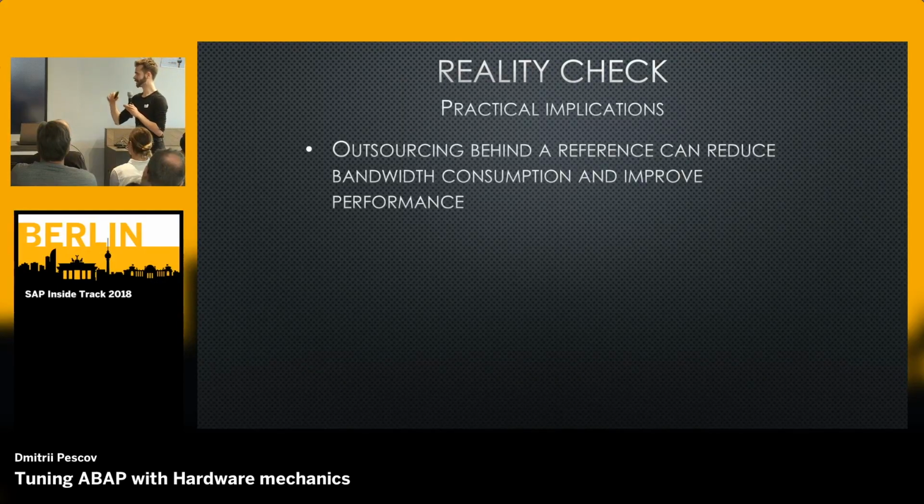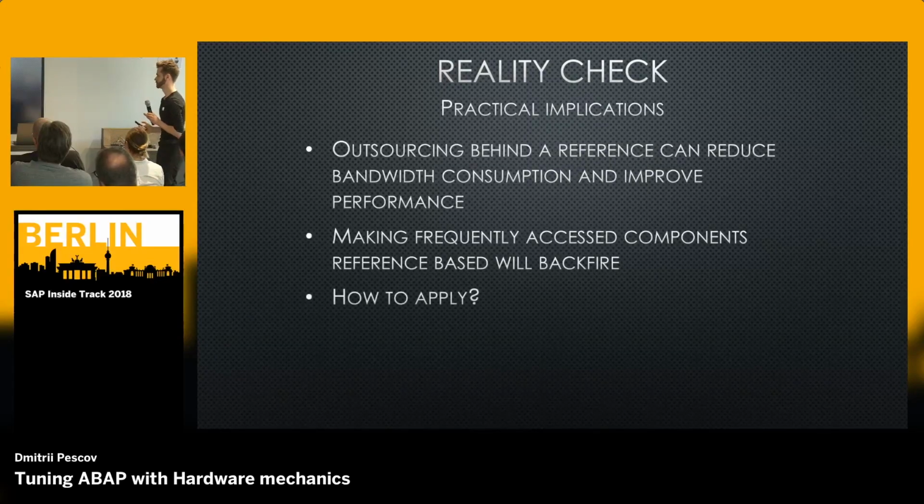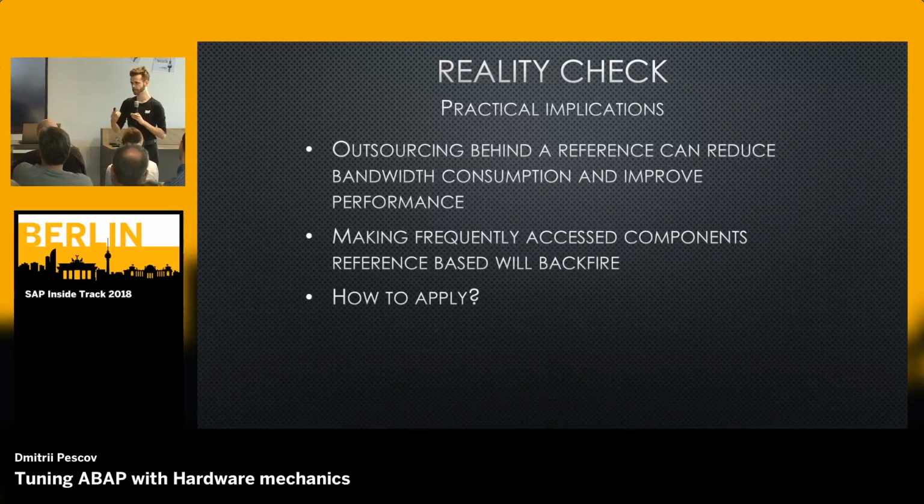Outsourcing behind the reference can reduce bandwidth consumption and improve performance, but if I actually touch it, it blows up in my face. So how do I apply this? I have certain behaviors that provoke a different response in performance. So there must be some kind of way to use this. Does anybody have an idea?